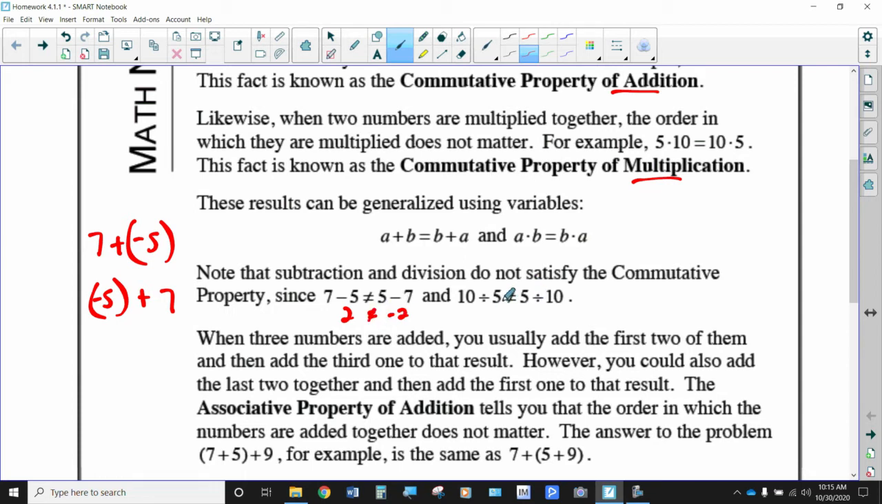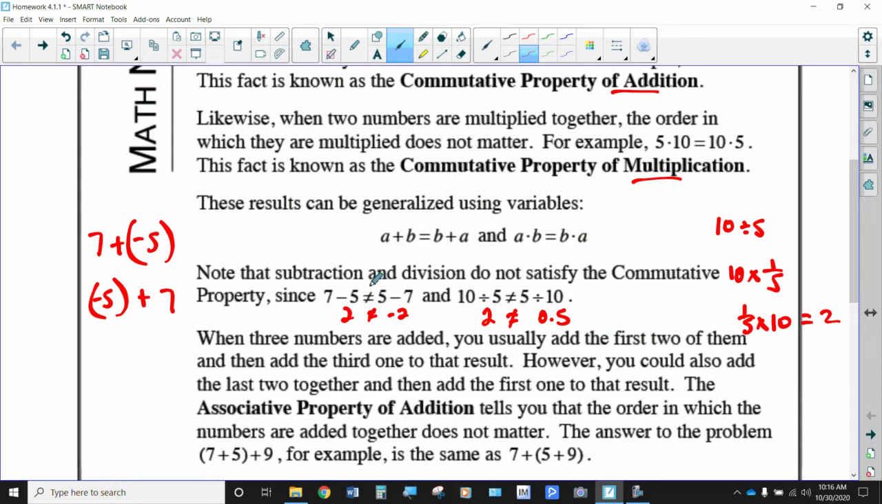And then the same can be said for division. 10 divided by 5 is 2, but 5 divided by 10 is 5/10. So they are not equal to each other. The workaround for division would be if you were to take 10 divided by 5 to rewrite that as 10 times 1/5. Now you're allowed to rearrange the order. So 10 times 1/5 is the same as 1/5 of 10, which is equal to 2.